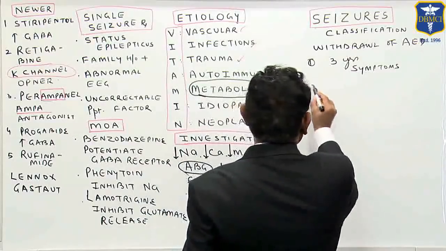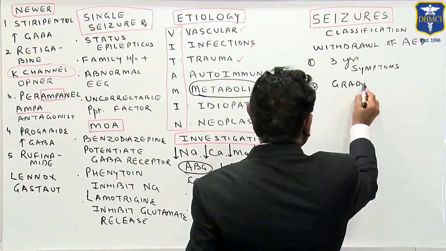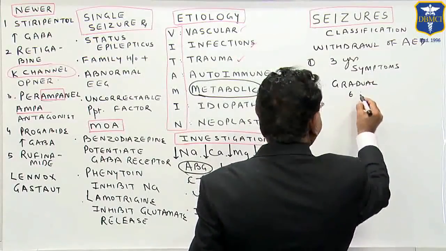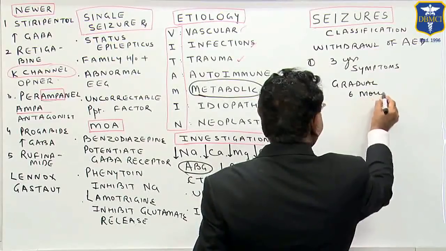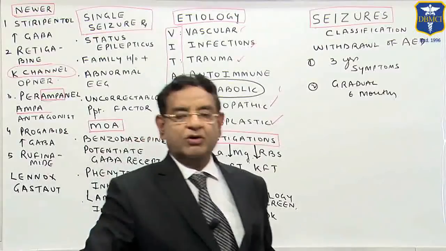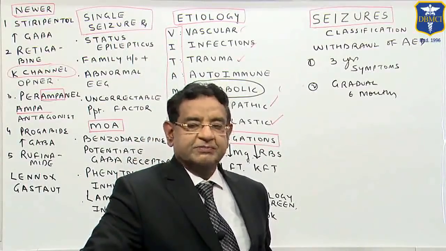Number 2, withdrawal should always be gradual, over a period of 6 months. It should never be sudden. Withdrawal should be over 3 to 6 months, ideally 6 months.